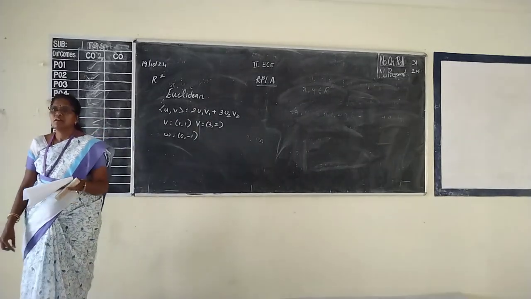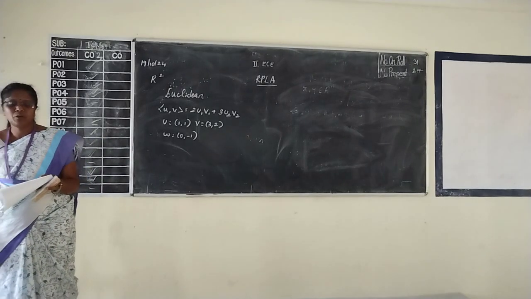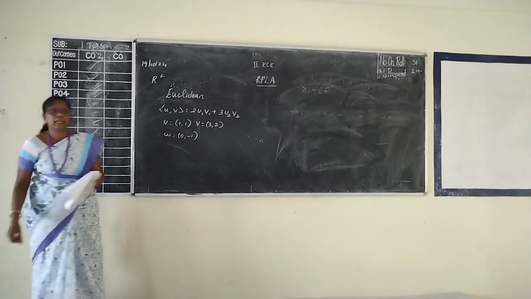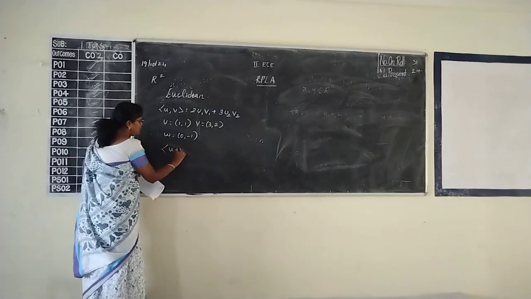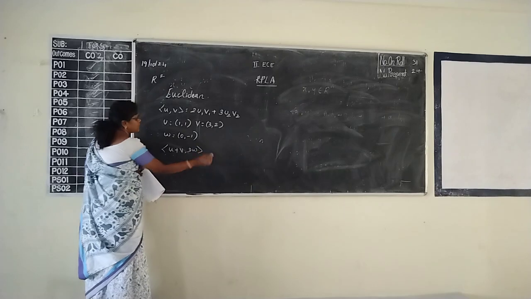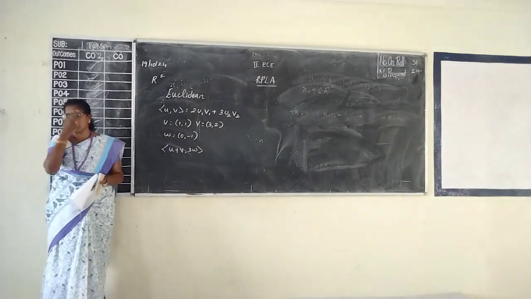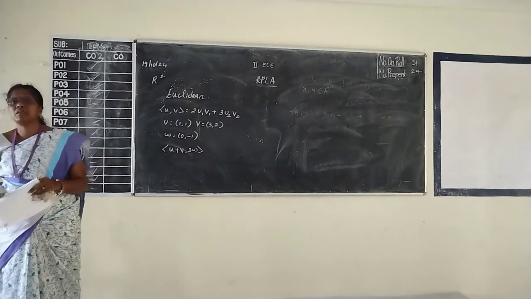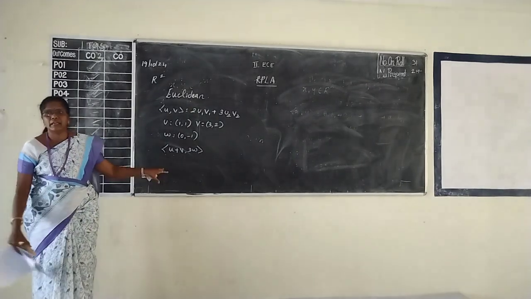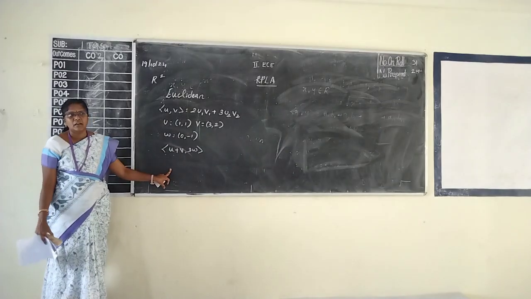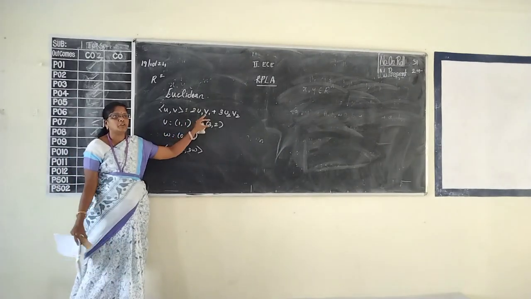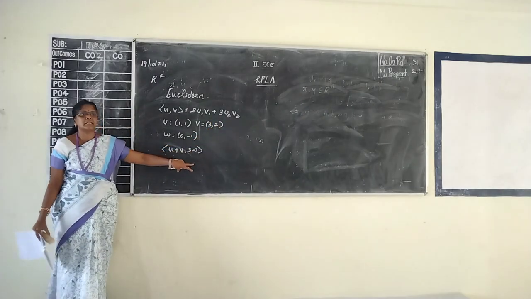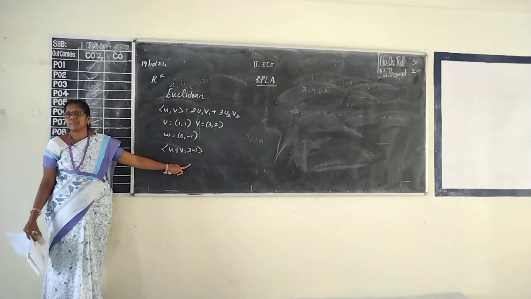Compute the value of the inner product of u plus v comma 3w. This is not an 8 mark question, a simple 2 mark question. We are just going to find the inner product of this. How is the inner product defined here? 2u1 v1 plus 3u2 v2. Based on that, you have to find this answer. How can we find it?